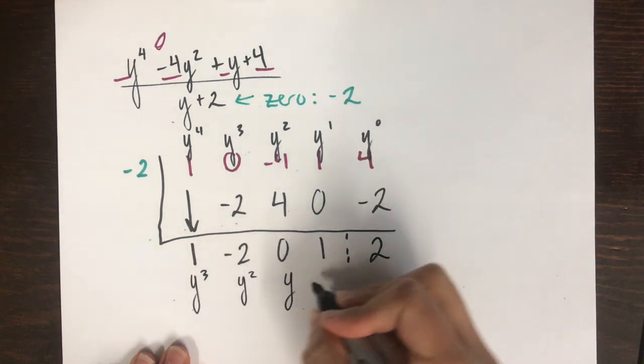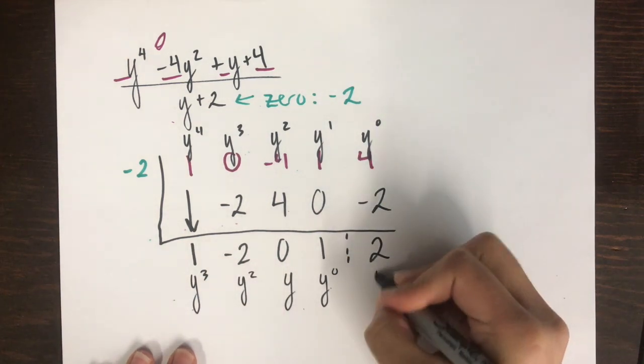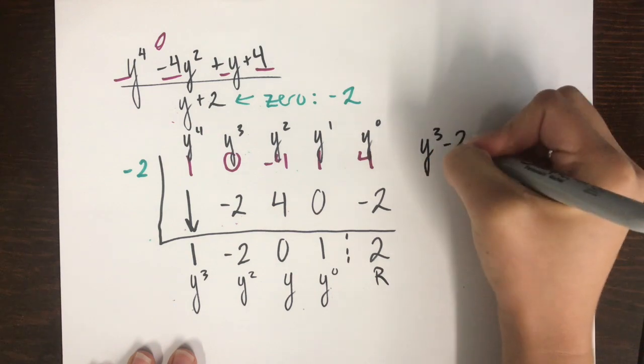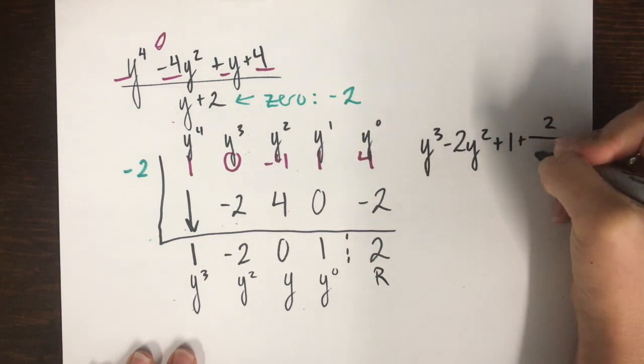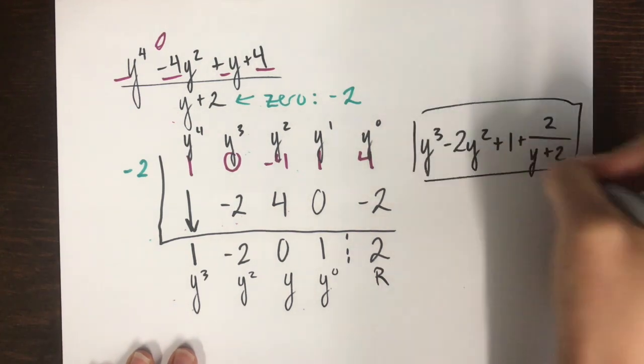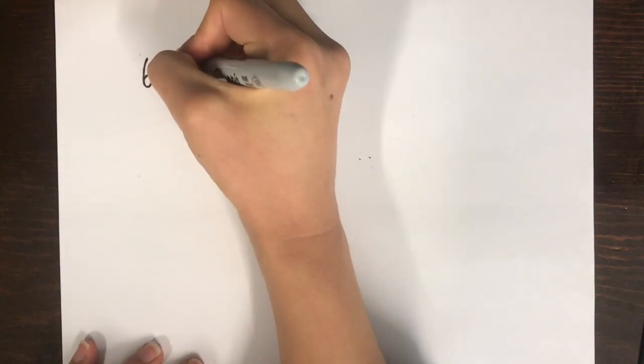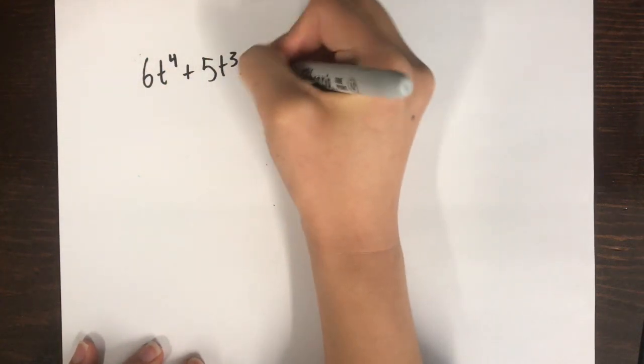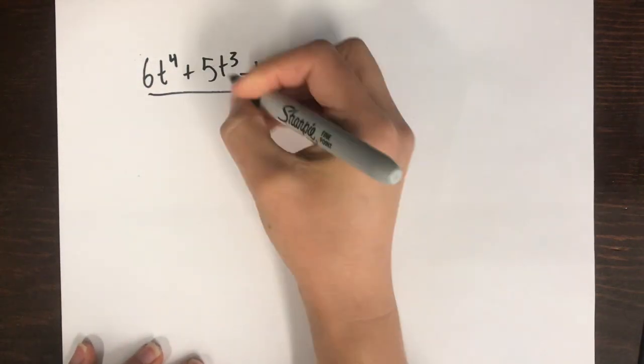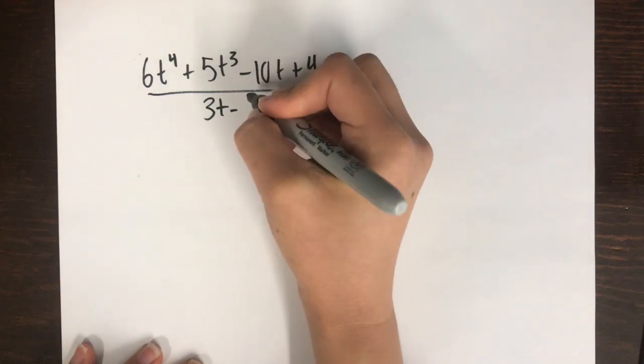So I end up with a polynomial answer which is 1 degree lower. So I get y cubed minus 2y squared plus 1, and then plus 2 over what I was originally dividing by, which was y plus 2. Let's do another example in case you don't have it yet. Anyway, we're just always multiplying and adding, multiplying and adding, over and over again.